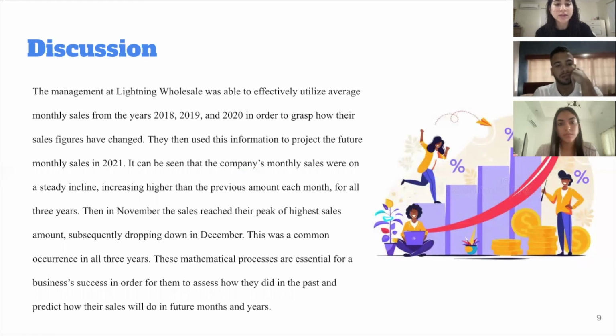Then in November, the sales reached their peak of highest sales amount, subsequently dropping down in December. This was a common occurrence in all 3 years. These mathematical processes are essential for a business's success in order for them to assess how they did in the past and predict how their sales will do in the future months and years.